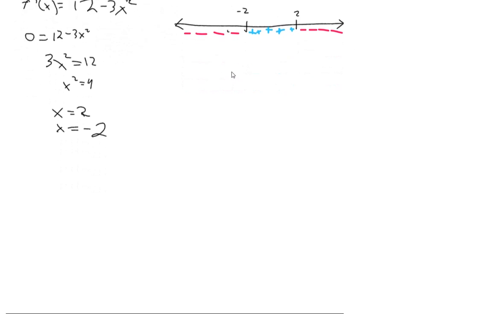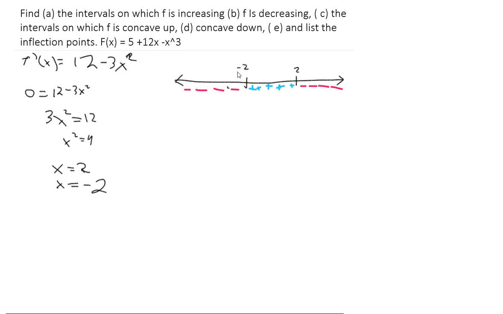We can say that f is increasing on the interval of negative 2 to 2, and f is decreasing on the intervals of negative infinity to negative 2 and 2 to positive infinity. So we'll write that down. Let's erase this and do it in black. f is increasing on the interval negative 2 to 2. Now we use parentheses, not square brackets, because these values are not included. The function is not increasing at x equals 2. The function's derivative is 0 at negative 2, so it can't be included, so it's parentheses.